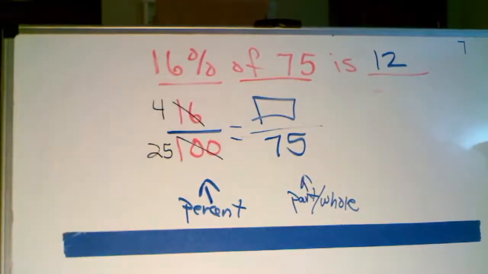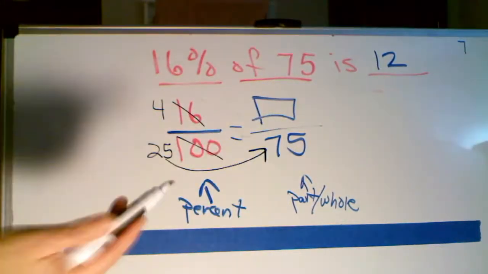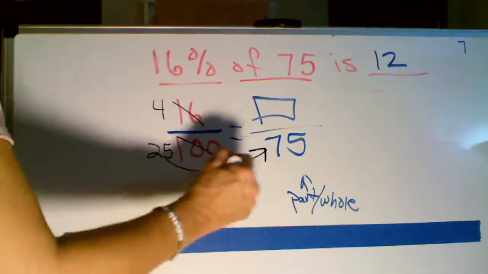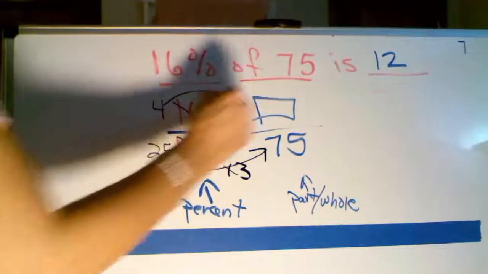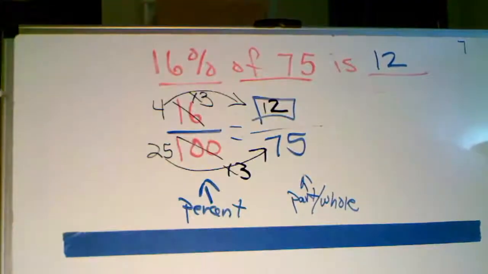Now remember when we did ratios, we know that to get from here to here, you have to multiply something because they're equal. So I know that 25 times 3 gives me 75. So what I do to the bottom, I do to the top. So 4 times 3 gives me 12. And we got that when we solved for the ratio, for the equation.